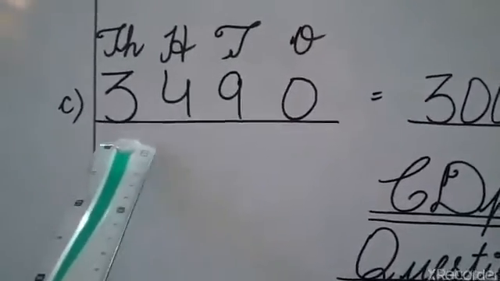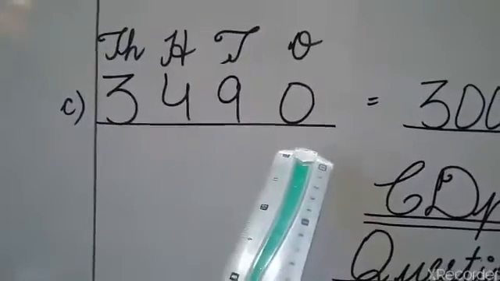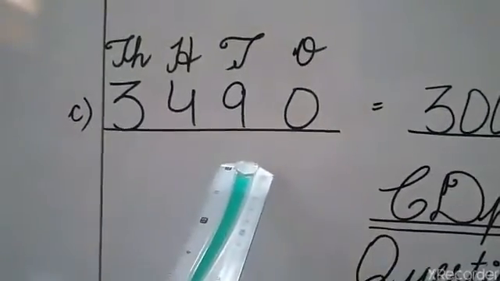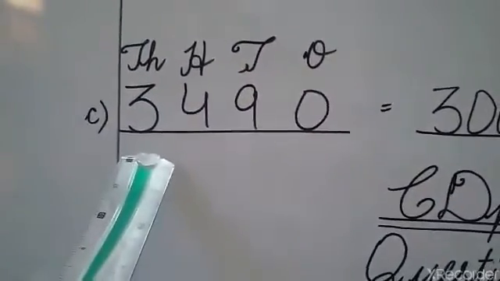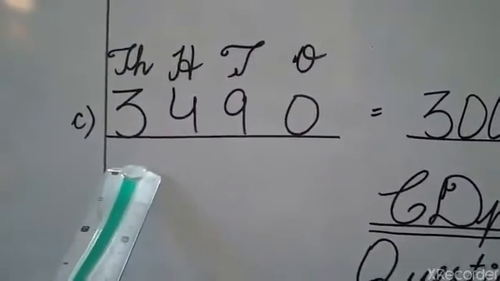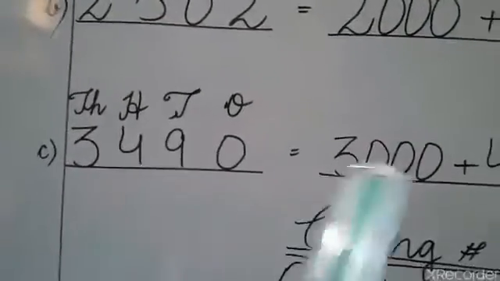In C part we have the question 3490. The place value of 0 is ones, the place value of 9 is tens, the place value of 4 is 100, the place value of 3 is 1000. So we start from 3. We write 3 and in 1000 we have 3 zeros, so we write 3000.